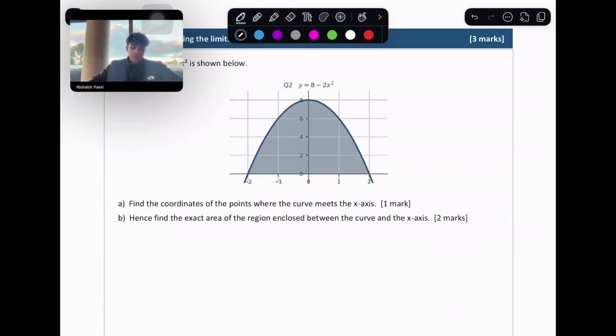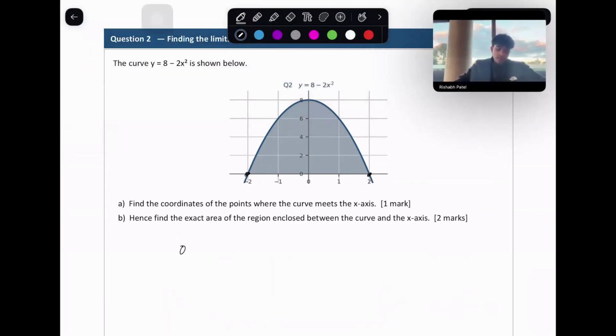We're going to find the points where it meets the x-axis, in other words, the solution to the equation. So what you could do is, of course, sub in y equals 0 into the function that is given to you. So we get 0 equals 8 minus 2x squared.